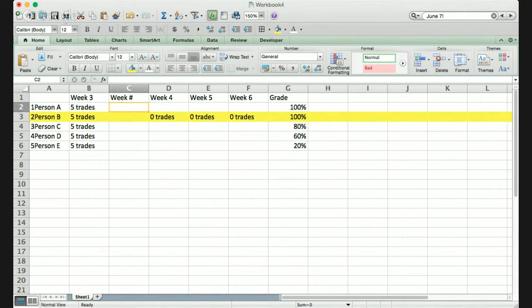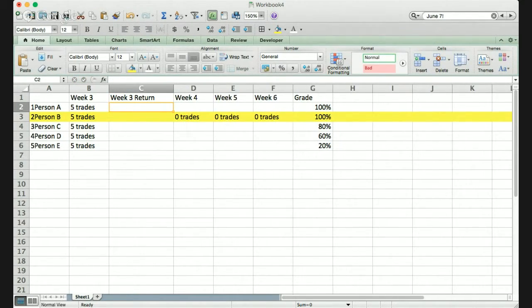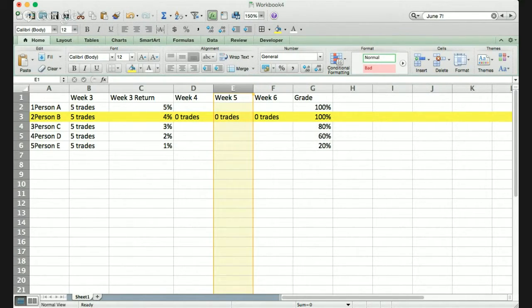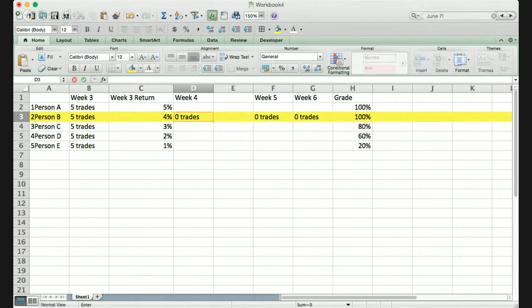Week 3 return. Let's say that everybody had done their 5 trades, and we looked at the return. This is 5%, and I'm just going to have this go 4%, 3%, 2%, 1%. To help out with the example, person B says, hey, listen, at 4%, if I do more trades, there's a chance that in the next week I could go down.